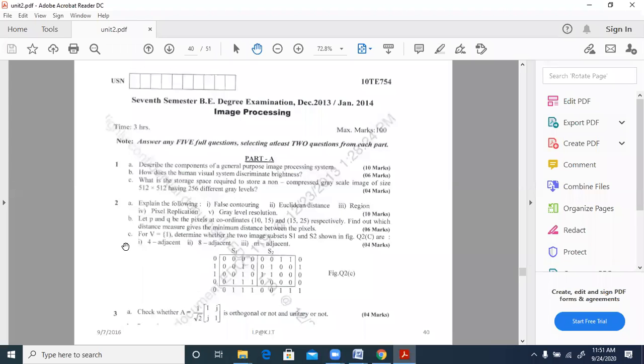So now let us come to 2b. Let P and Q be the pixel coordinates (10, 15) and (15, 25) respectively. Find out which distance measure gives the minimum distance between the pixels.